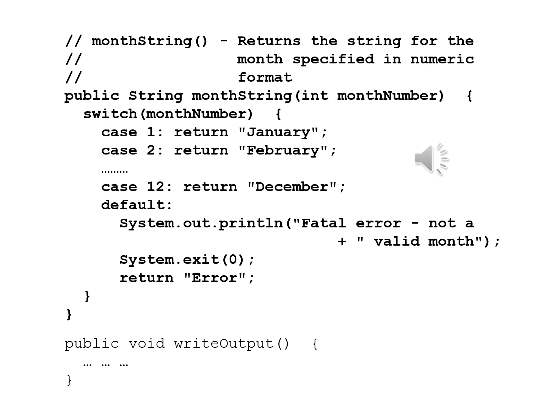switch (monthNumber), and then after the brace, case 1 return January, case 2 return February, and so on through case 12 return December, and then the default, if it's not one of those numbers, System.out.println("Fatal error, not a valid month"), System.exit(0) and return "error", and 2 close braces, one for the switch and one for the method. We now have, again, the definition for writeOutput.